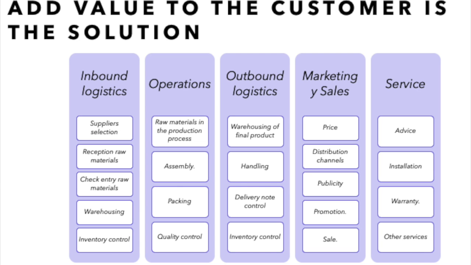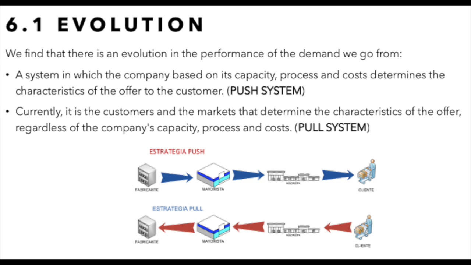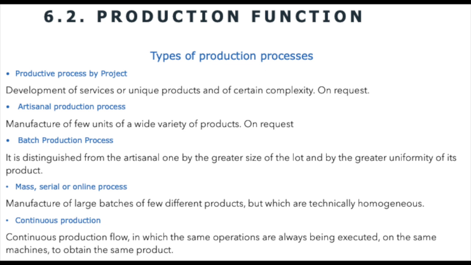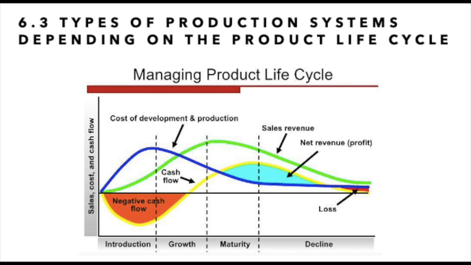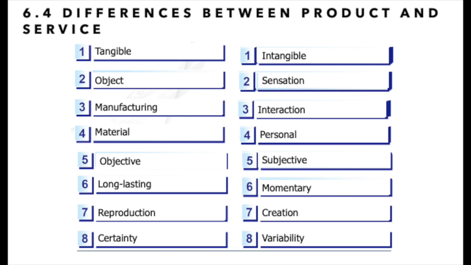In lesson 6, we looked at how we can add value to the customer through inbound logistics, operations, outbound logistics, marketing, sales, and service. We then looked at the evolution of the push and pull system. We also looked at the types of production processes, which we all made presentations on in class. We shortly looked at the supply chain management, and then we referred to the types of production systems depending on the product life cycle. Lastly, we looked at the differences between product and service.